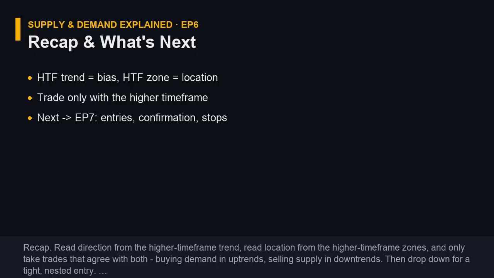Recap. Read direction from the higher time frame trend, read location from the higher time frame zones, and only take trades that agree with both, buying demand and uptrends, selling supply and downtrends. Then drop down for a tight, nested entry. Next episode, we get specific about pulling the trigger: how to enter a zone, when to wait for confirmation, and exactly where the stop goes.